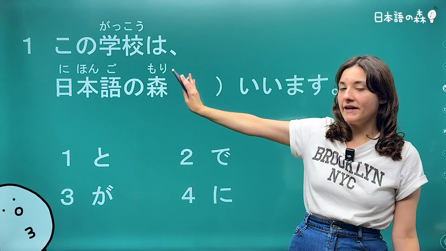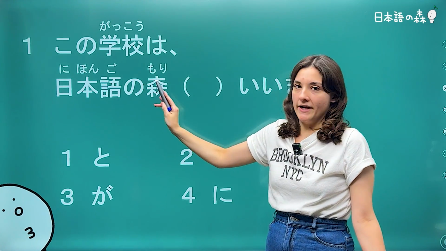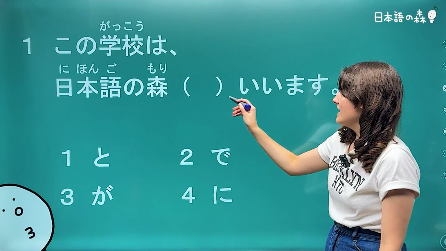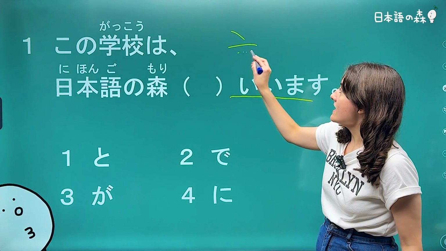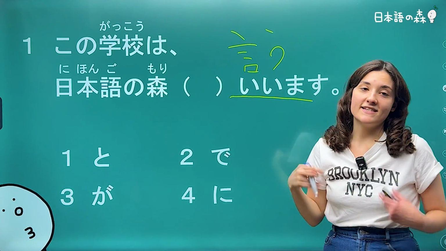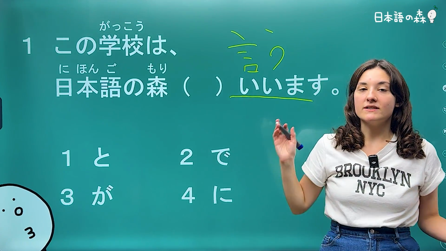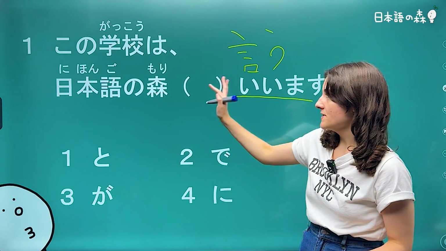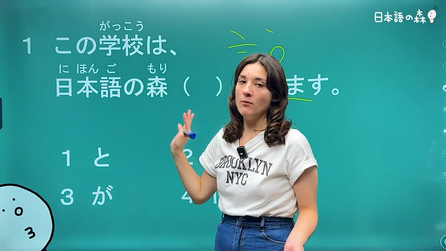Okay, first up we got この学校は日本語の森 blank 言います. So this school is 日本語の森言います. Now 言います comes from the verb 言う, which means to say, but we also use it a lot when we're giving the name of something, right? So here we're saying this school is named 日本語の森.